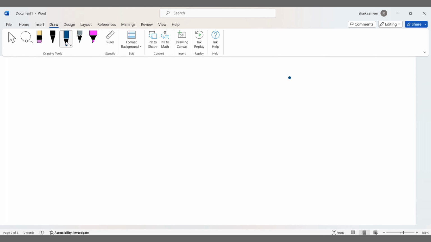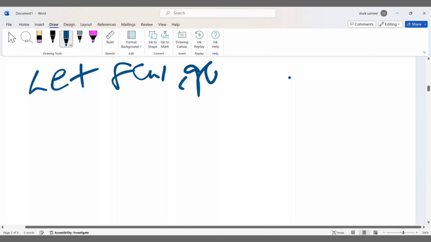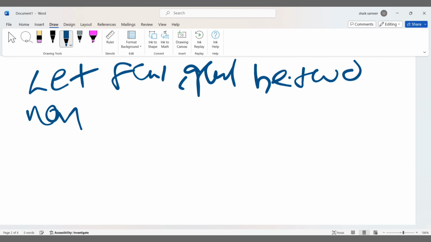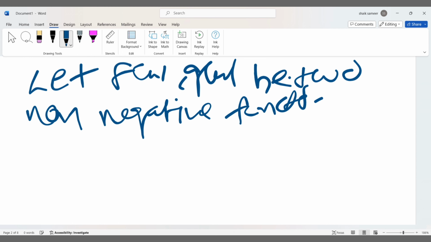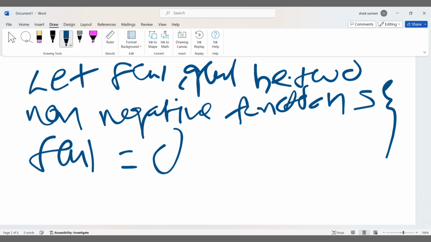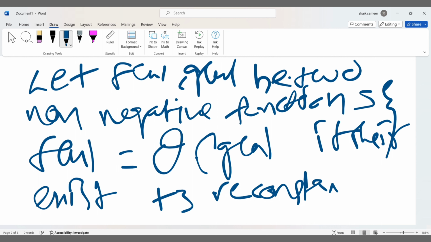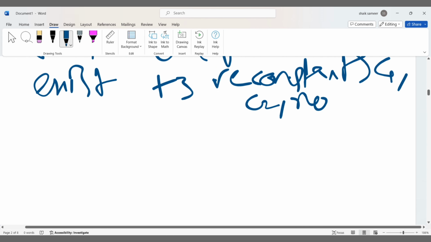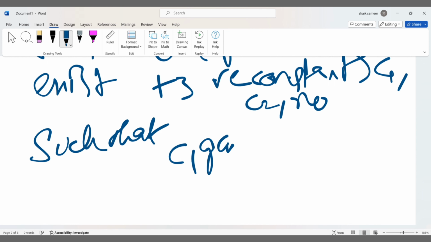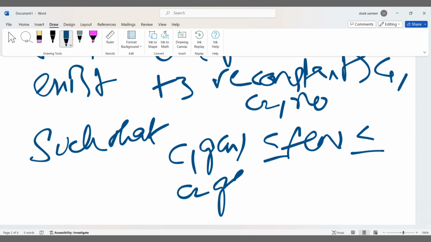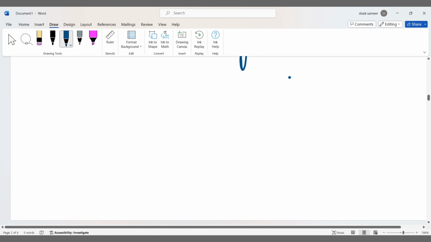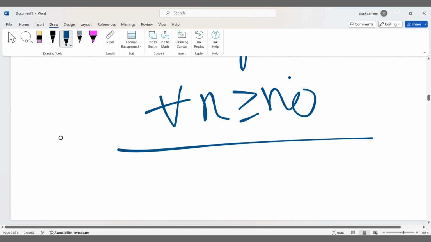For the definition, similarly, you have to take two positive functions. Let f of n and g of n be two non-negative functions, and f of n equals theta of g of n if there exist three positive constants, that is C1, C2 and n naught, such that C1 into g of n is less than or equal to f of n, which is less than or equal to C2 into g of n, for all n greater than or equal to n naught. This is the definition of the big theta function.